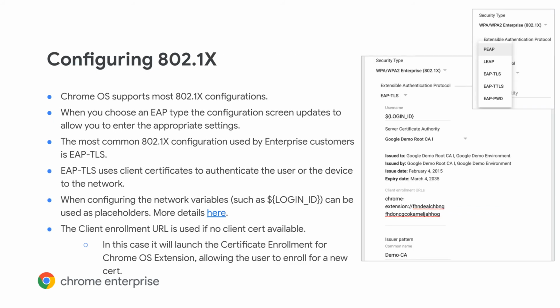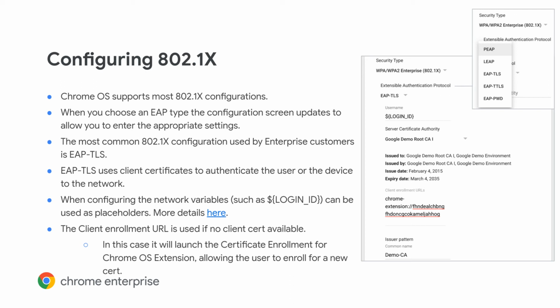So now that we have talked about different types of networks that you can configure, as well as certificates and the certificate enrollment extension, we can move on to how to configure 802.1x. Chrome OS supports most 802.1x configurations. And once you go into the configuration page for the network that you want to set up, you can select in the security type 802.1x, and then under extensible authentication protocol, you can choose between a few different varieties.